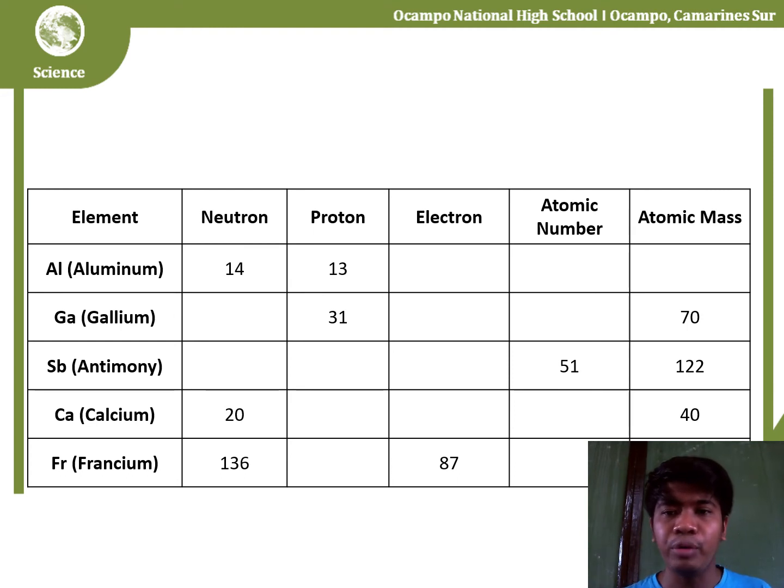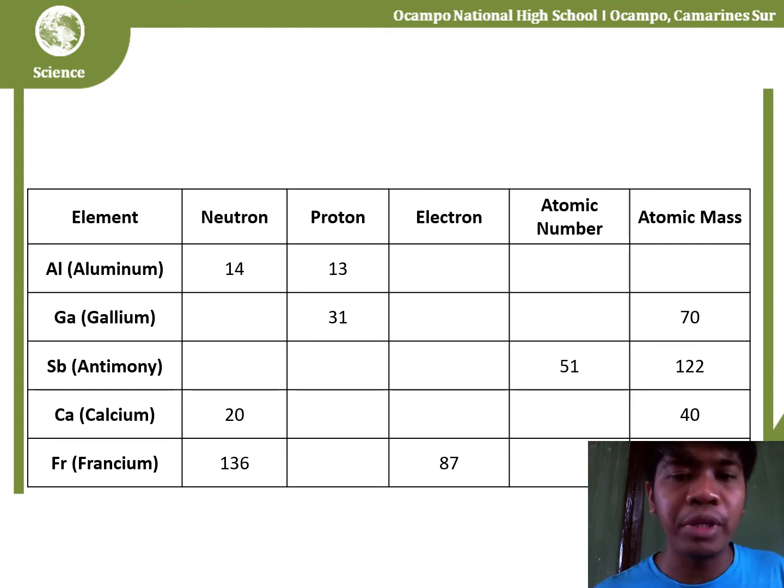Okay, now lastly, we will determine the atomic mass. Since 87 yung proton natin, at para mahanap yung atomic mass, ang gagawin lang natin is to add the number of proton and neutron. So 87 plus 136, yan lang yung gagawin natin. 136 plus 87, so we will arrive at the number of its atomic mass, which is equivalent to 223. So, 136 plus 87, 223 yan yung atomic mass ng element francium.